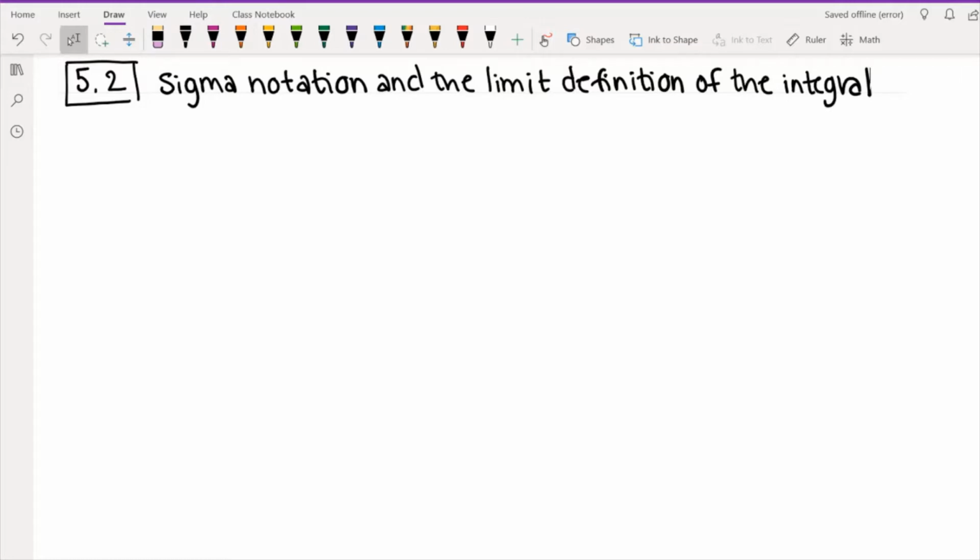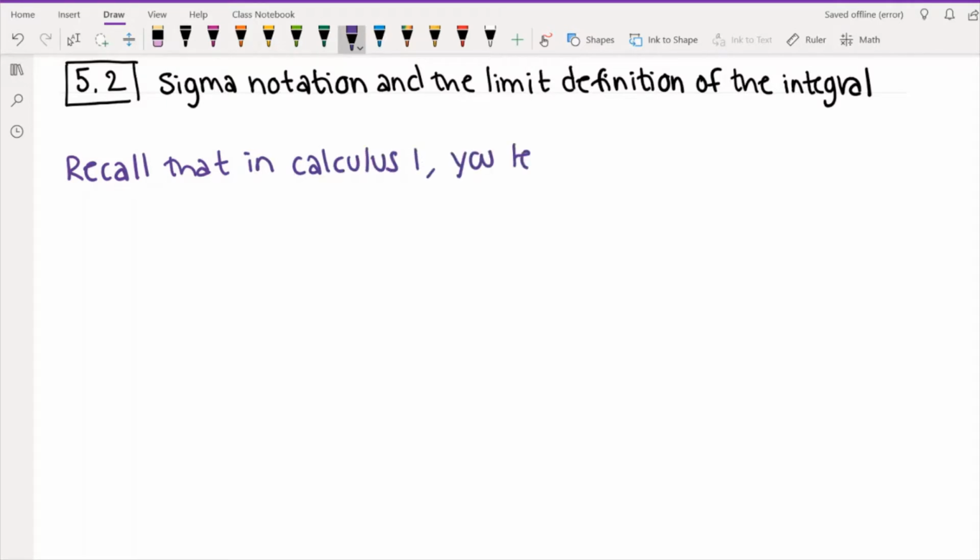So our goal in this video is going to be able to understand the precise limit definition of the integral. We'll get into that in a little bit, but just to give you a parallel that maybe you can have in mind, recall that in Calculus 1, you learned the limit definition of the derivative.